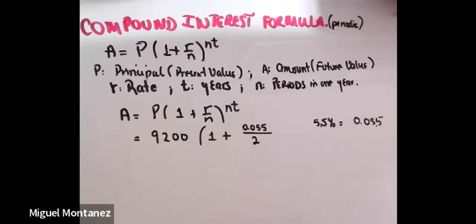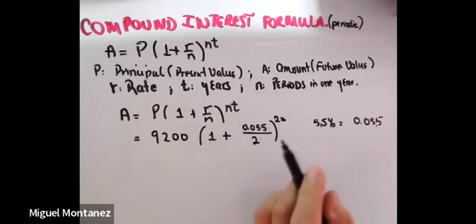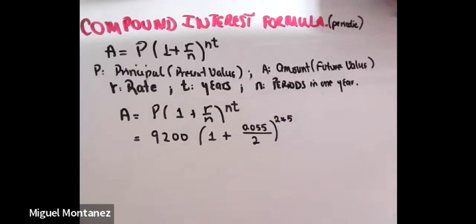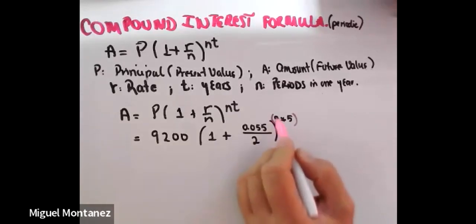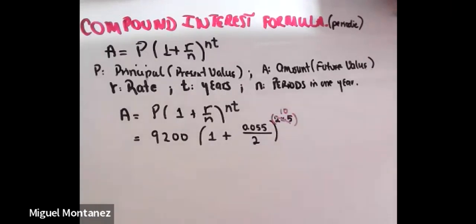We have 2 blocks of 6 months per year. Semi-annually, n equals 2, close parenthesis, raised to n times t, so it'll be 2 times 5 years. So that will be it. We just simply have to punch that in the calculator. You will notice that I prefer to either put the parentheses or just simply say 2 times 5, of course, that will be 10. So let's see what we have.